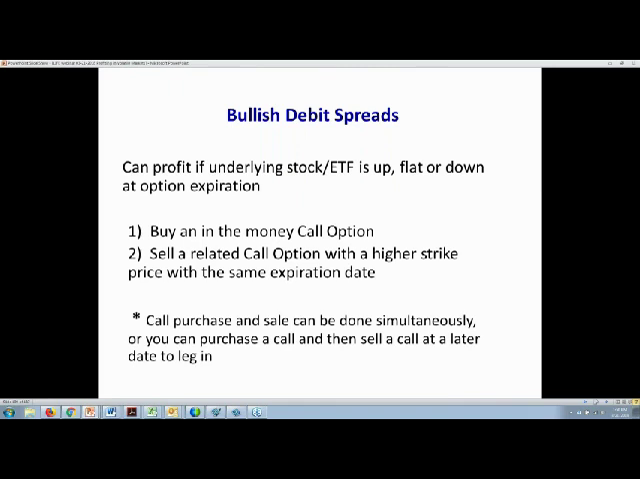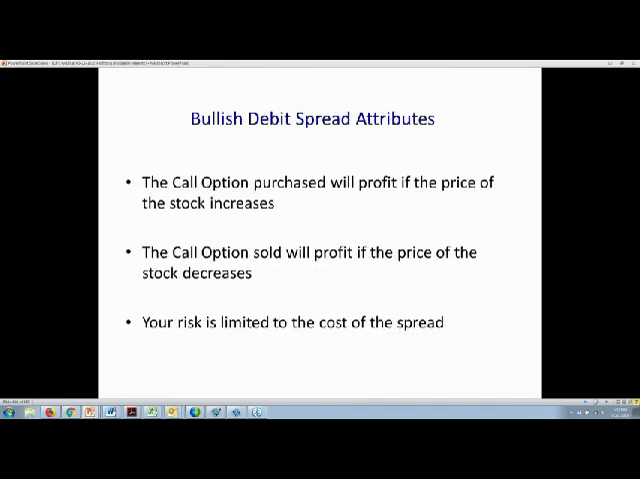And you can create a debit spread by buying an in-the-money call option and then selling a related call option with a higher strike price with the same expiration date. The call purchase and the call sale can be done simultaneously, or you can purchase a call, use the money management guidelines when you purchase the call, and then if you have a profit in that call at a later date, you can sell a call to leg into the spread. So we like to use both methods to enter debit spreads.